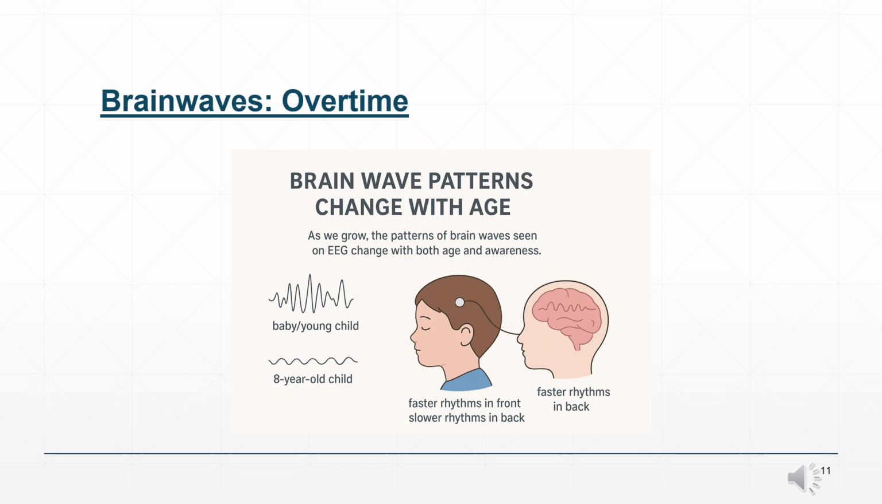By the time a child is around 8 years old, a special rhythm called the posterior dominant rhythm is usually fully developed. This rhythm runs at about 8.5 cycles per second and is most visible when the child is calm with eyes closed. There's also a natural gradient in the brain. The front areas usually show faster rhythms, while the back areas show slower ones. This front-to-back difference is a normal feature of brain activity and helps us understand how different regions of the brain are working.